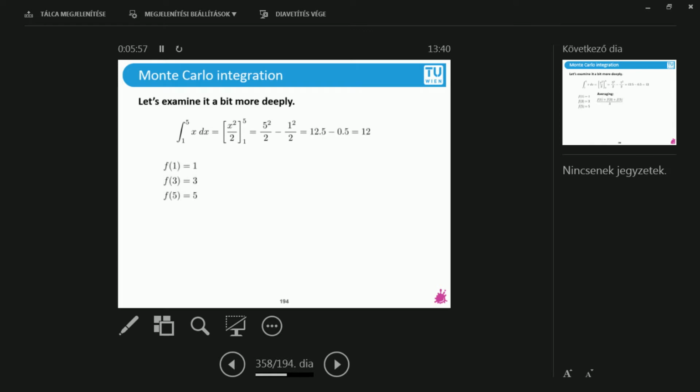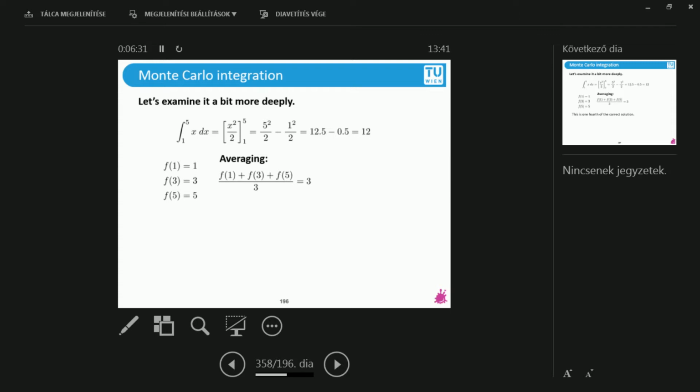Now, let's do Monte Carlo integration. Let's pretend that we cannot integrate this function analytically. So I take 3 completely random samples of this function. What does it mean? That I evaluate f of x at 1, and I obviously get 1. I evaluate it at 3, and I also get back 3. So I have 3 samples now, and what I do is I simply average them. So this is 1 plus 3 plus 5 over 3. The end result is 3.